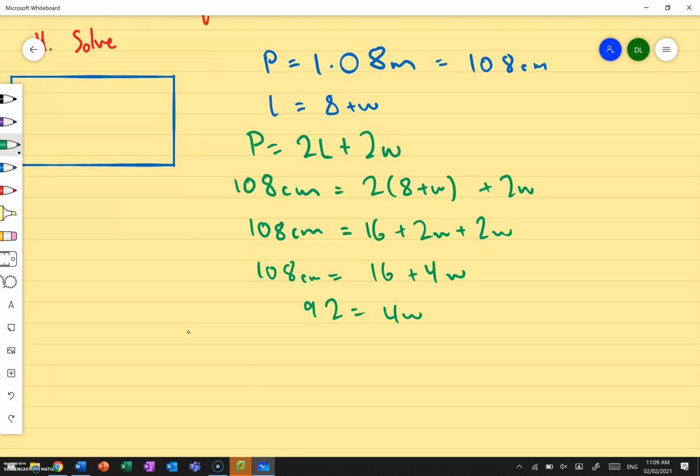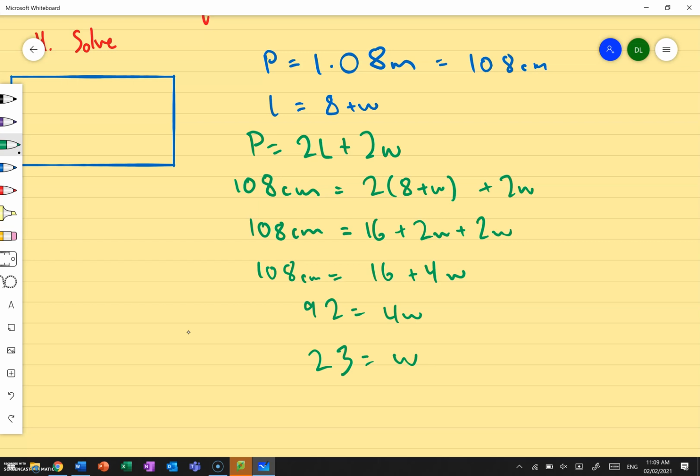92 divided by 4, thank you very much. So I divide both sides by 4. So let's write W on this side. What's 92 divided by 4? What's 80 divided by 4? 20. And we still have 12 left over, so 12 divided by 4 is 3, giving 23. Are we done? No. Why not?